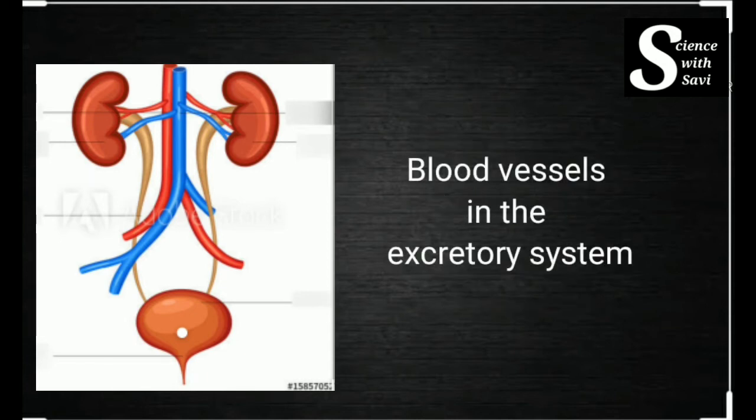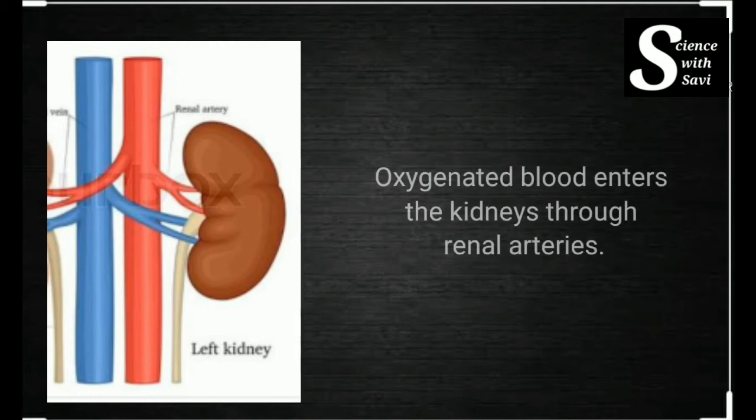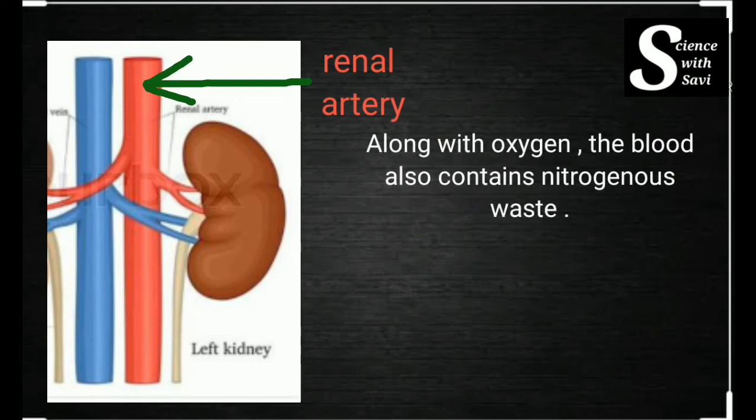Another important thing which we need to understand is the blood supply to the kidney. We need to understand the blood vessels which are connected to the kidney. Here in the figure you will find that there are two blood vessels which are entering and leaving the kidney. So I am coming to that now. The oxygenated blood, oxygen containing blood, enters the kidney from the renal arteries. The two renal arteries, the right and left renal arteries, enter into the kidney and they bring oxygen containing blood. Along with oxygen, there is a lot of nitrogenous waste present in the blood.